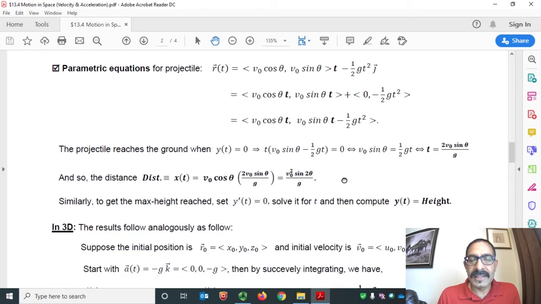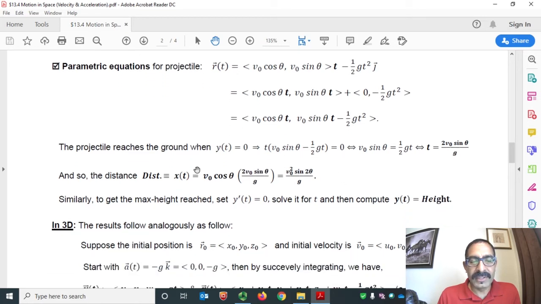So the distance is simply the x component. Distance equals x(t), with t equal to this number. Simplifying, this gives us distance equals v0 squared sine 2 theta over g. I hope this makes sense to you all. Similarly, to get the maximum height reached, we need to set y prime equals 0, solve it for t, and then compute y(t). Awesome.